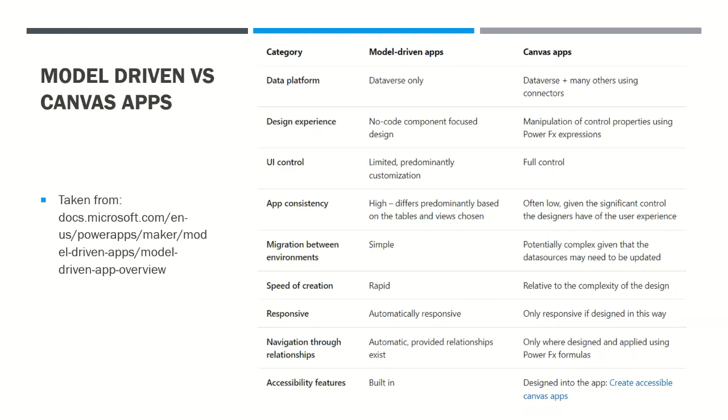Model-driven app migration between environments is simple. An environment is something that sits within a tenant. Within a customer tenant, there can be multiple environments, and environments exist between tenants as well. In model-driven app, it is relatively simple to migrate between environments, whereas in Canvas app, once you move your app between environments or between tenants, you need to make sure that all the connectors and data sources are also updated.